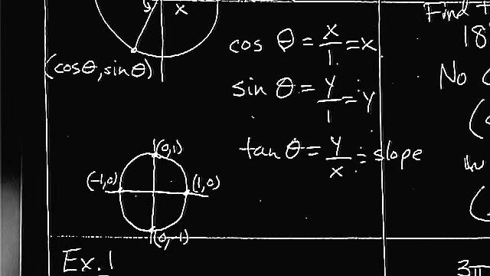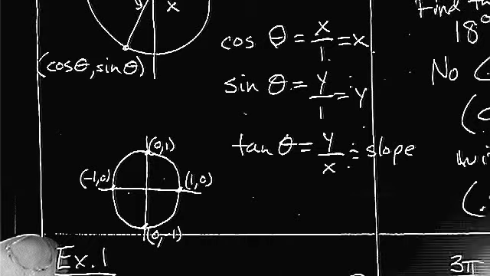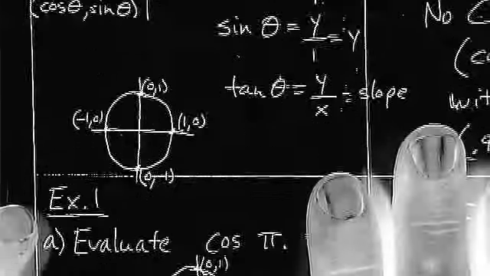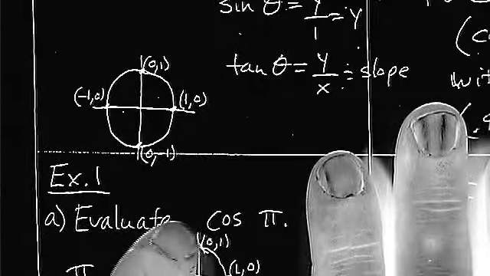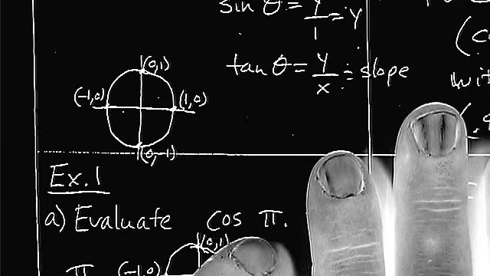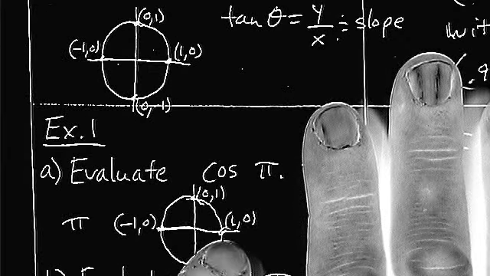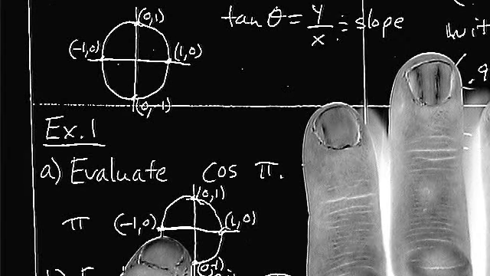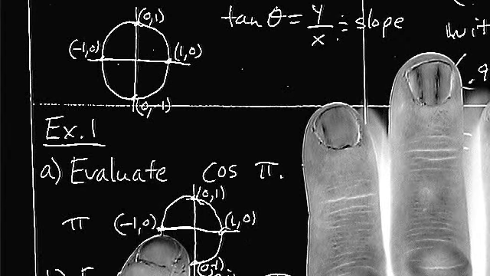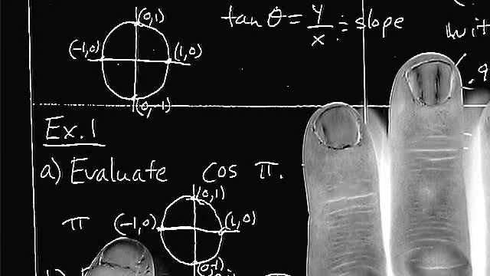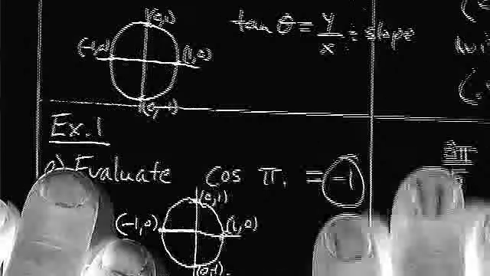I'm going to ask you for the cosine of pi. Evaluate the cosine of pi. I'm asking you to go to a particular place on the circle. In this case, that place would be the far left where pi sits, and to identify the x value. Oh look, it's -1. Therefore, that's my answer.